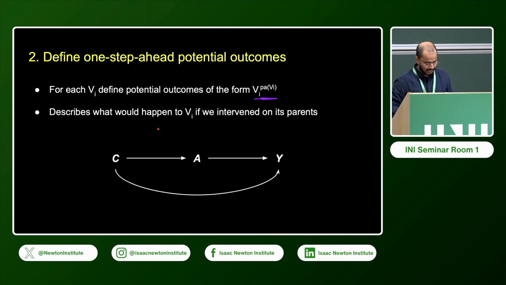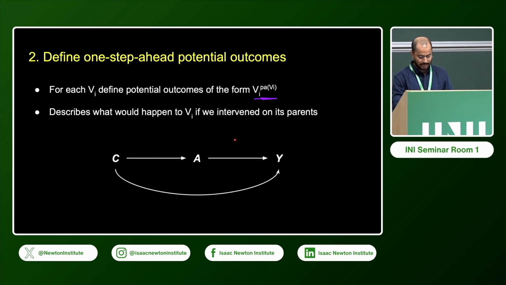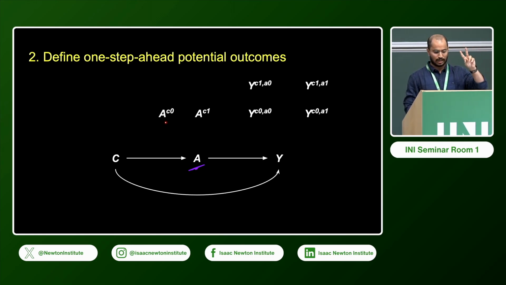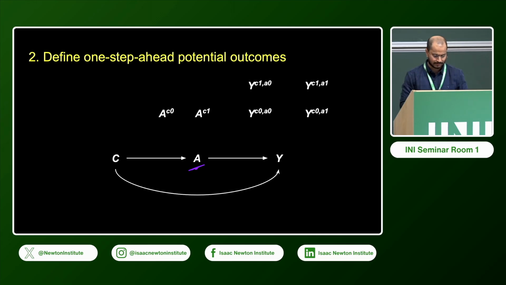And so in this case, I have C, A, and Y. And so the one-step-aheads are, well, what would happen to A if I intervened on C? So again, if I assume binary random variables, there's two of those potential outcomes. And then what would happen to Y if I intervened on C and A jointly? And there's 4 potential outcomes for those, corresponding to all combinations of assignments. Okay, so we have our one-step-ahead potential outcomes.